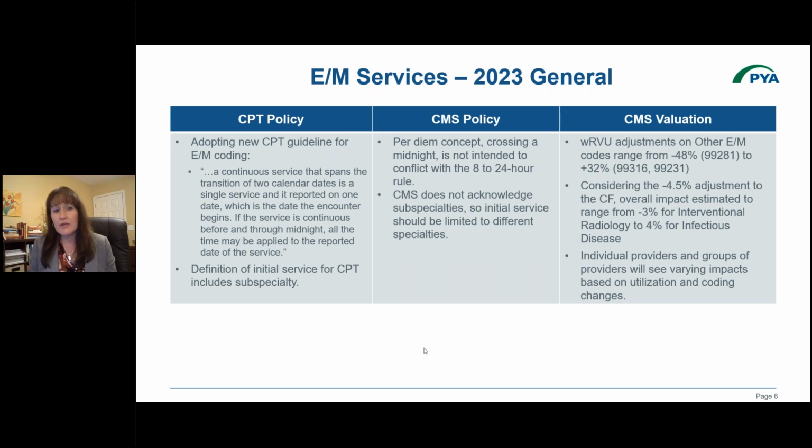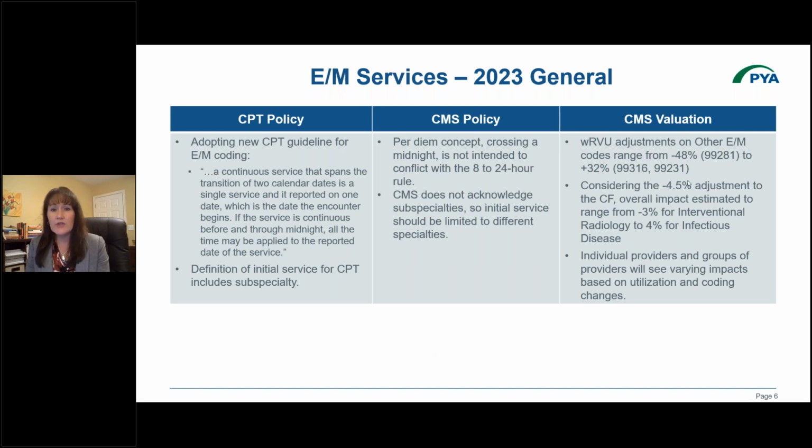In addition, CPT allows for the use of the subspecialty, not just specialty, but subspecialty, in determining whether an initial service can be billed or if a subsequent service should be billed. CMS does not look at subspecialty or identify subspecialties at all. So because of that, you would not use the subspecialty as a determination on when to bill an initial service. You would just go to the specialty level.